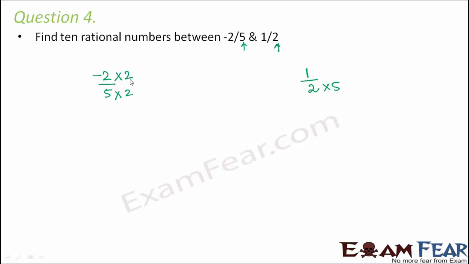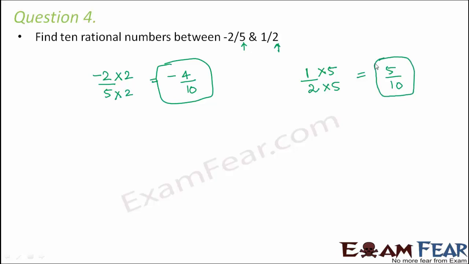So we multiply both numerator and denominator by 2. So this becomes minus 4 by 10. Similarly, here also we multiply both numerator and denominator by 5. So we get 5 by 10. So now our lower limit is minus 4 by 10 and our upper limit is 5 by 10. Now let's say this is the number line: you have minus 4 by 10 somewhere here, you have 5 by 10 somewhere here, maybe 0 somewhere in between the two. So what are the numbers that would be located between minus 4 by 10 and 5 by 10?